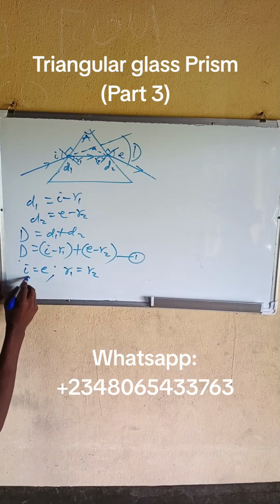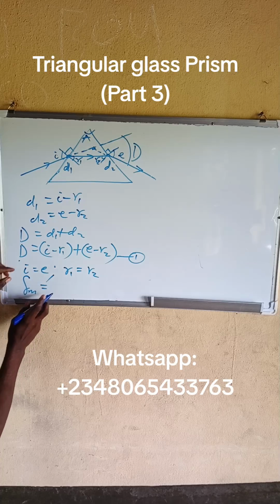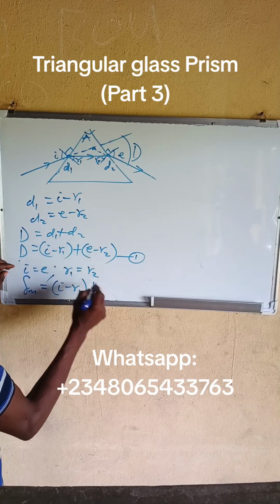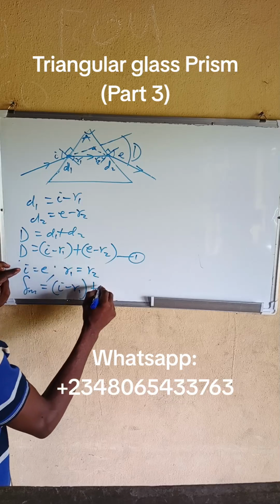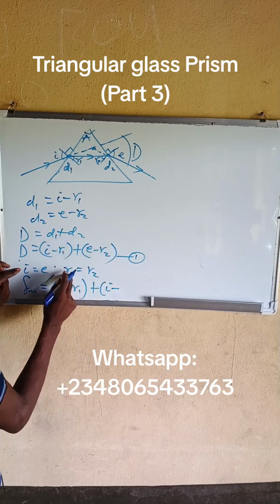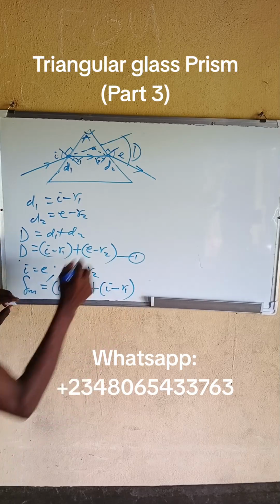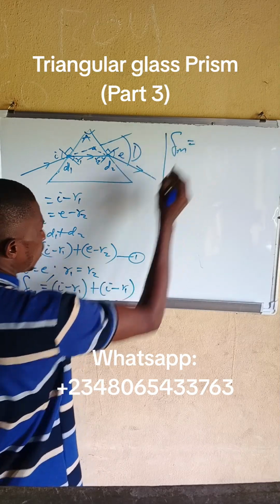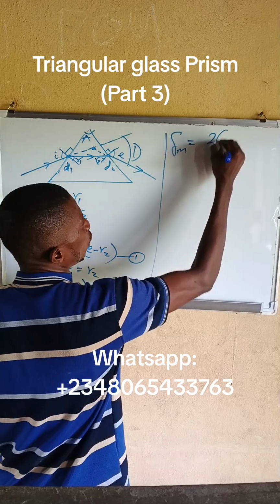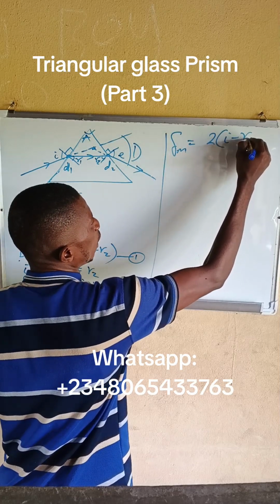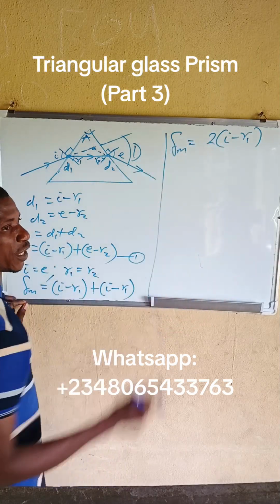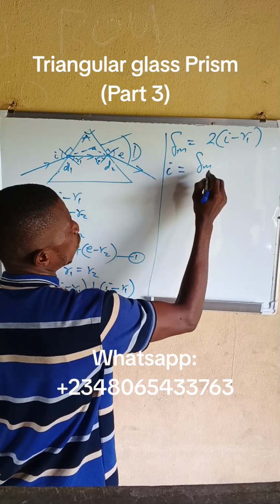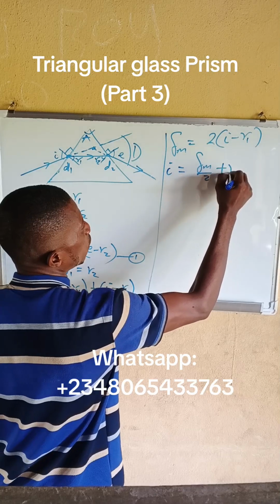So what I will do now is, the minimum deviation becomes I minus R1 plus E minus R2, and E is now I, so I have I minus R2, which is R1. If I add these two, the minimum deviation becomes 2 into I minus R1. I want to make I the subject, that is, the incidence angle. The incidence angle will give me minimum deviation over 2 plus R1.